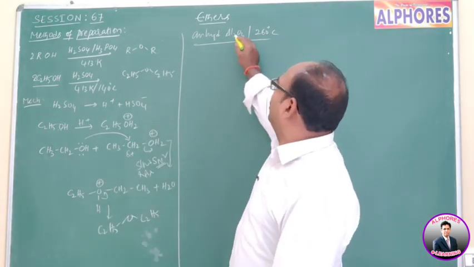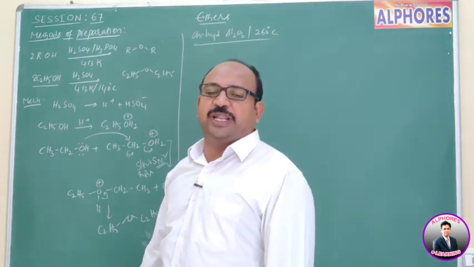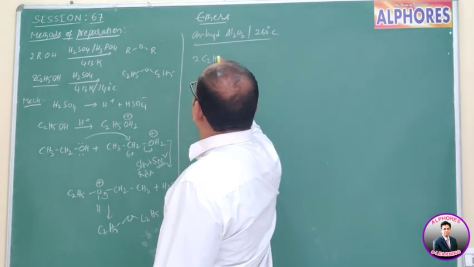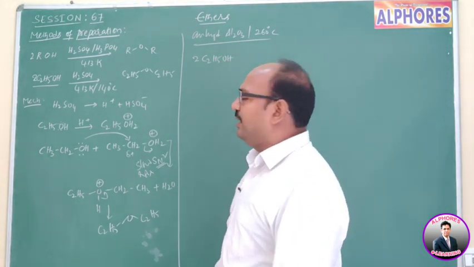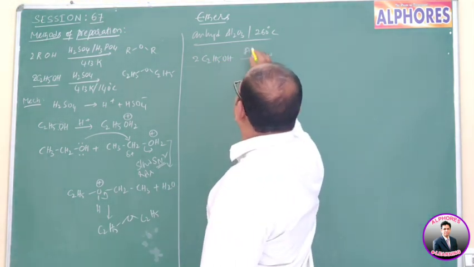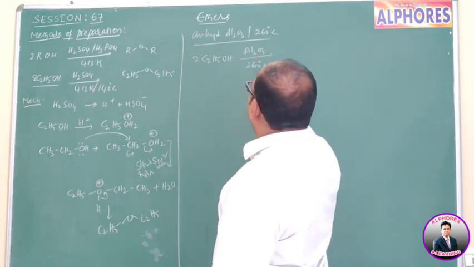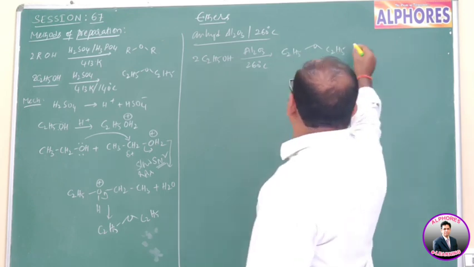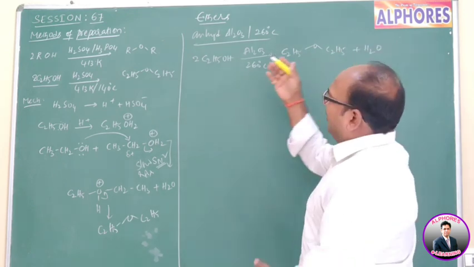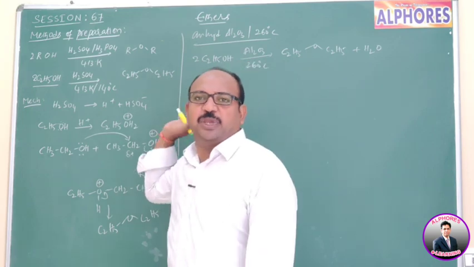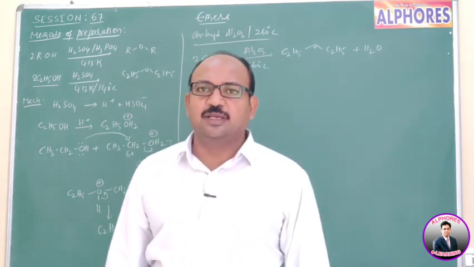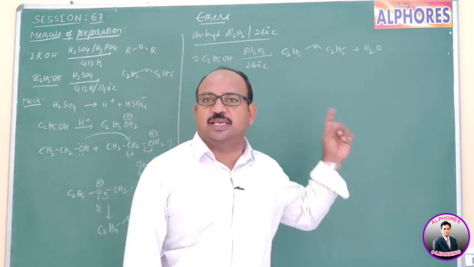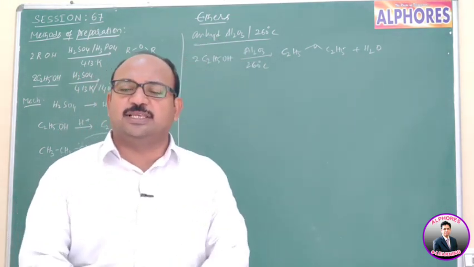With anhydrous Al2O3, the temperature we need to maintain is 260 degrees Celsius. So 2 moles of ethyl alcohol upon dehydration using anhydrous Al2O3 give C2H5OC2H5. And what's the news here? Whatever we learned there, the same thing appeared here also. Yes, that's correct. But remember, there we used 140 degrees Celsius, here we are using 260 degrees Celsius.